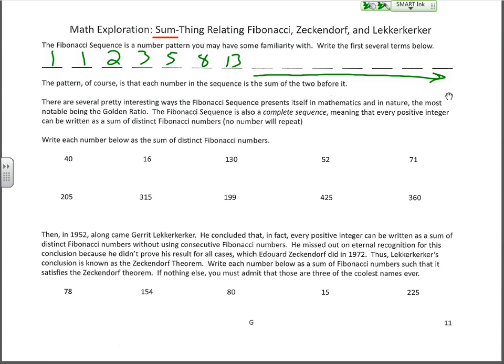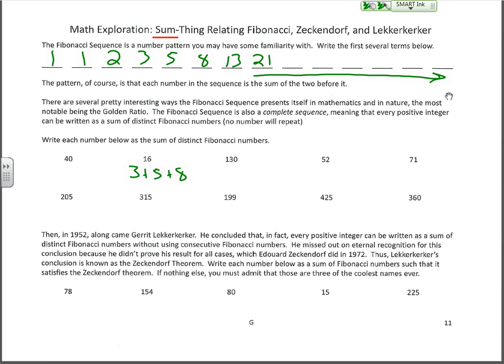So for example, 16. I might write that as 3 plus 5 plus 8. Notice I did not repeat any. They are distinct Fibonacci numbers. For 40, do you even have enough numbers written down here to get to 40? I'm not quite sure. Let me go one more out.